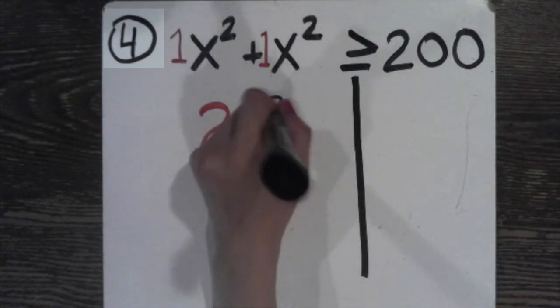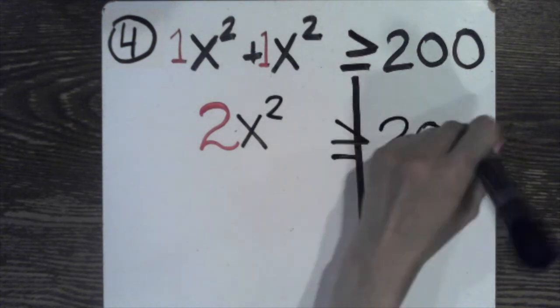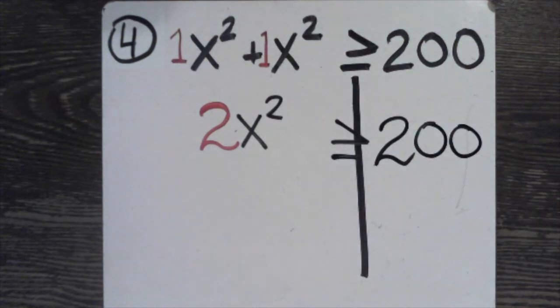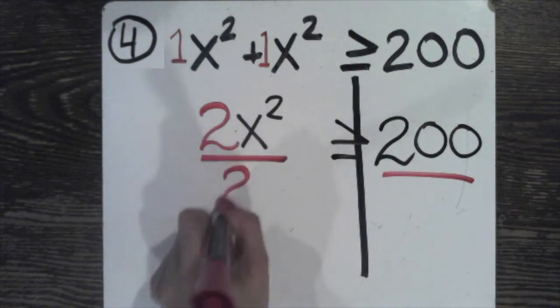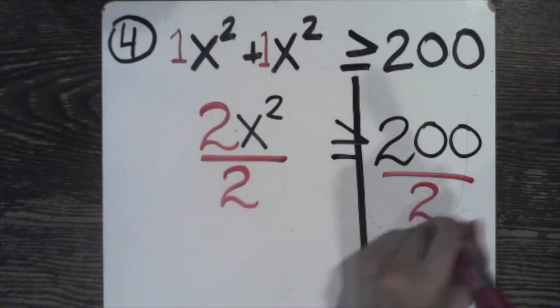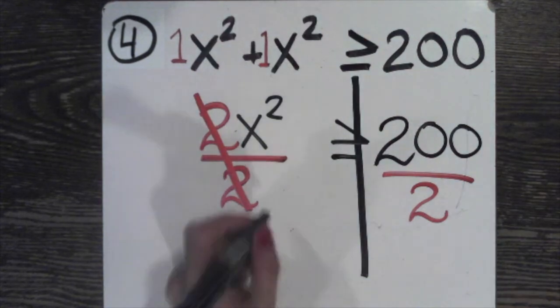There's those imaginary coefficients, those 1's in front of the x's, that tell you there's 1. We don't normally write them unless it's a number bigger than 1, but we have them there. Now that we have 2 times x squared, the opposite is dividing by 2. So I'm going to divide by 2 on both sides. Whatever I do on the left, I always do on the right.